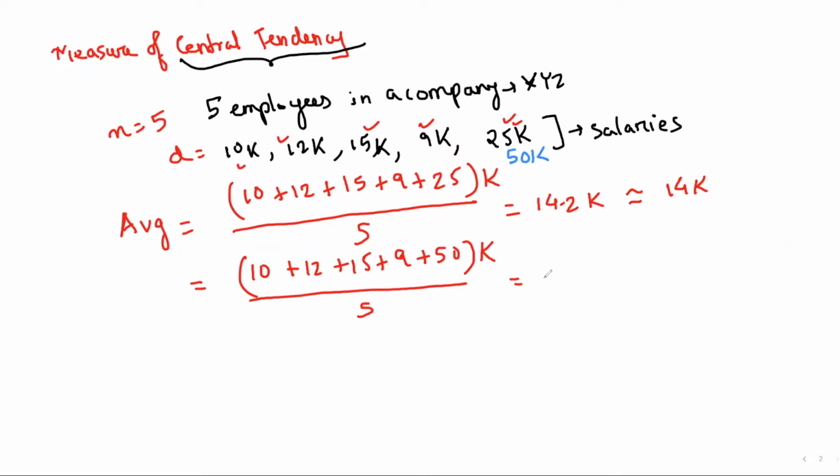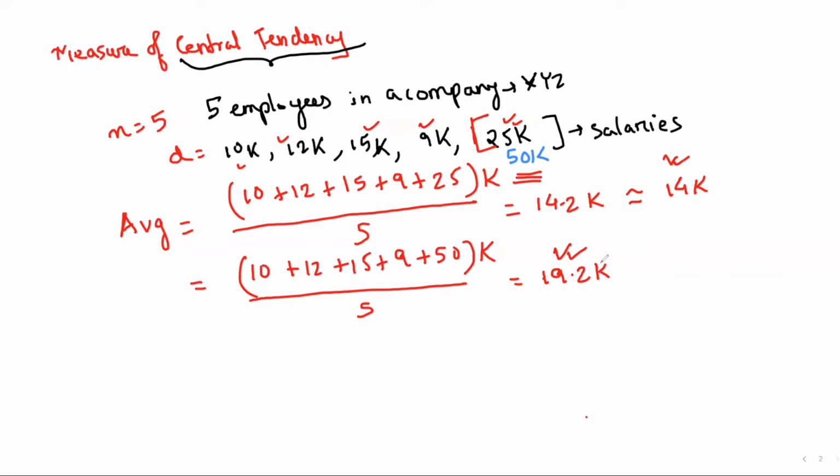So it will be 19.2K. Now see the difference, guys. What I'm trying to say here is, because of the presence of this particular guy, the average is increasing. Earlier it was 14K, now it shifted to 19K, right? Just because of this guy, now the average salary is 19.2K.